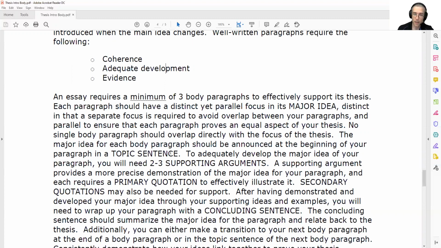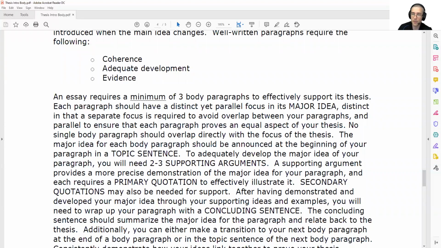The major idea for a body paragraph should be announced at the beginning of your paragraph in a topic sentence. So the topic sentence, the very first sentence of your paragraph, establishes what it is that you're going to be discussing, or what it is that you're going to try to prove in this paragraph, and also connects back to the thesis to make it clear how this idea relates to the thesis.